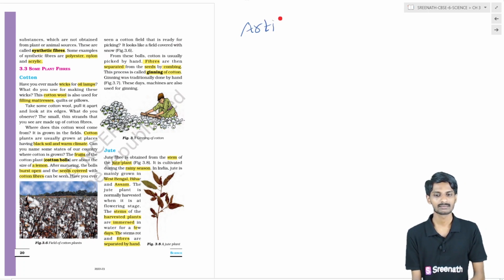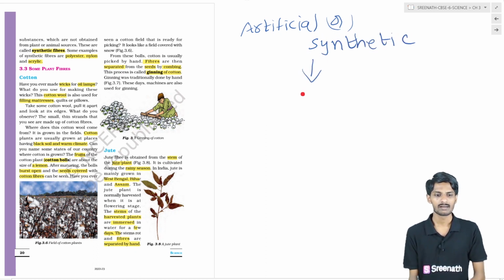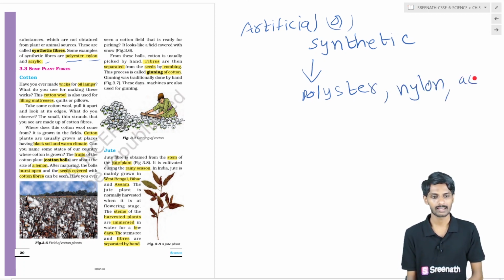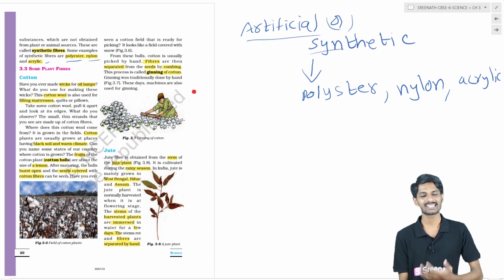Artificial or synthetic fibers. Examples for these are polyester, nylon and acrylic. So these are the different types of artificial or synthetic fibers, students.